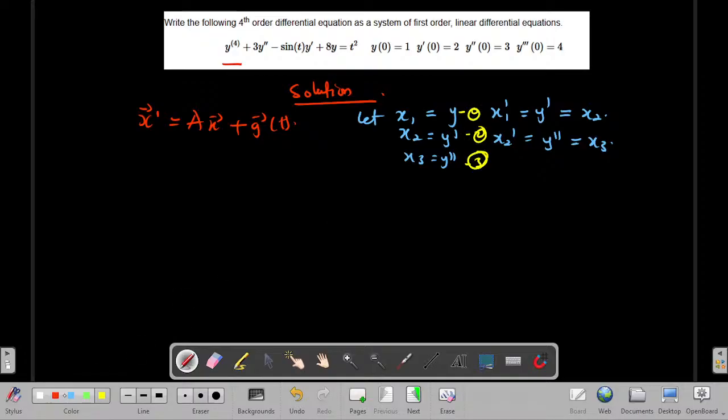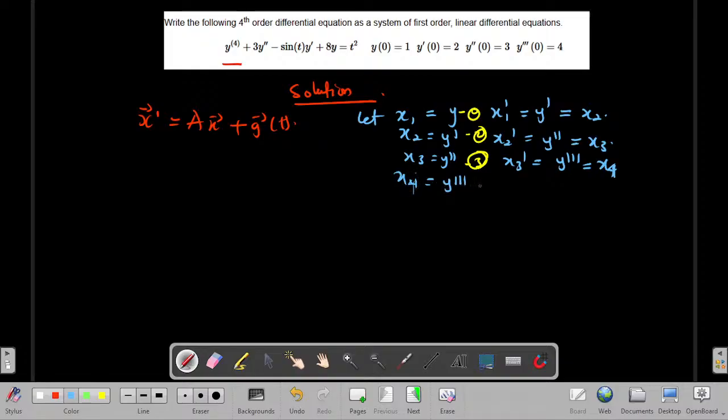So we continue by differentiating our third equation. There, we get x3 prime is equal to y prime prime prime, and that should be equal to x4. Therefore, I can say that x4 is equal to y prime prime prime. So that is the third derivative. Once I have this done, then at this point, I'm not going to differentiate it again. This will be the last one.